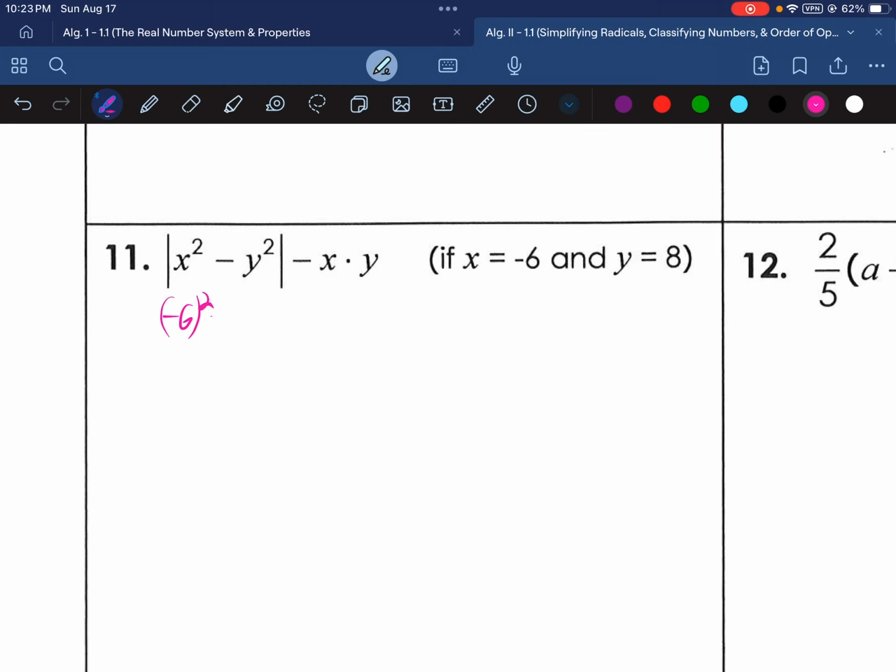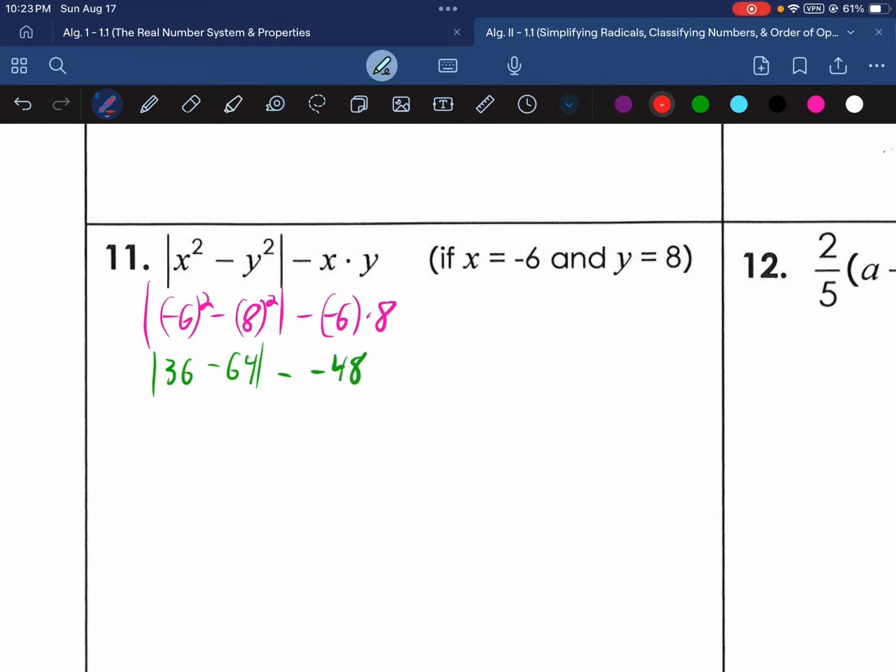Number 11, negative 6 being squared minus 8 being squared, the absolute value of all of that, minus negative 6 times 8. Negative 6 being squared is 36. 8 being squared is 64. These negatives being in a row there, take note of that.